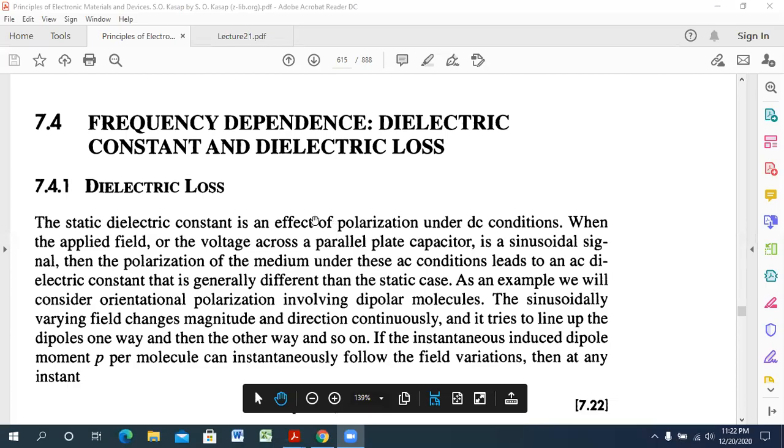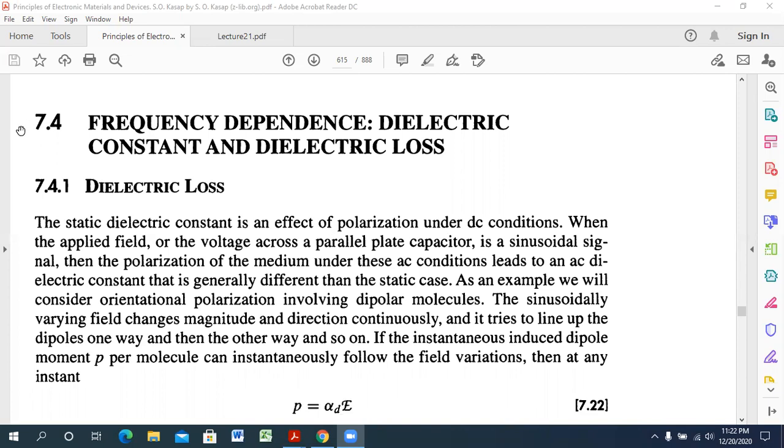So in today's lecture, we will start from article number 7.4 of the CASA book, which covers the frequency dependence of the dielectric constant and the dielectric losses. We know the dielectric constant is defined by the symbol epsilon, and in free medium it is epsilon naught, which equals 8.854 times 10 to the minus 12. All of you know about these things.